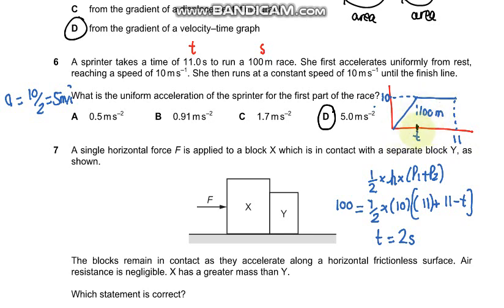So just apply the area of a trapezium, which is half into height into the sum of parallel sides. 100 meter, which is the area under this graph, equals half into 10 into (11 plus 11 minus t), which gives t equals 2 seconds. Substitute t equals 2 to find acceleration, which is 10 divided by 2, which is 5 meters per second squared. So D is the correct answer.